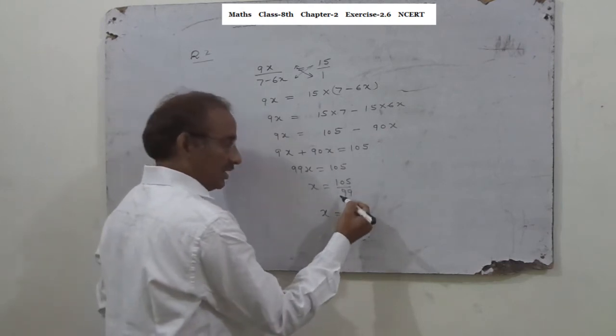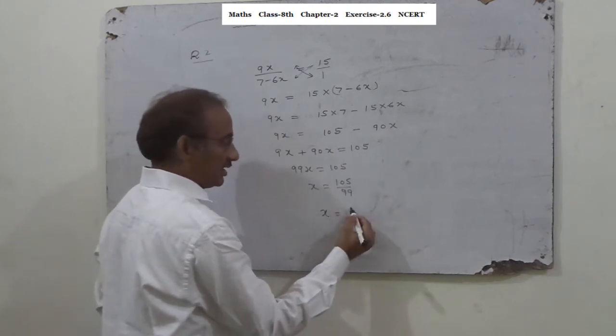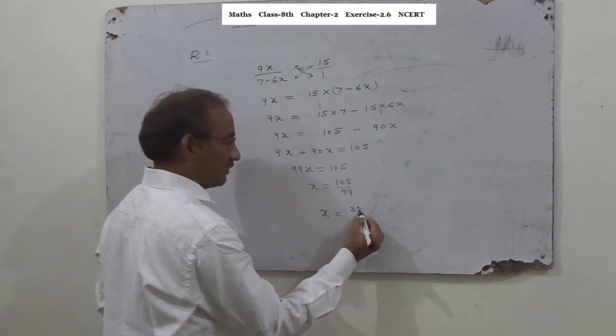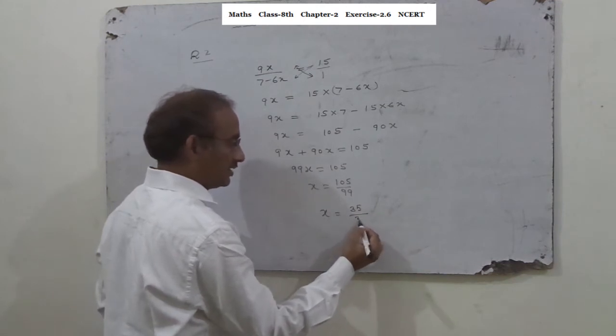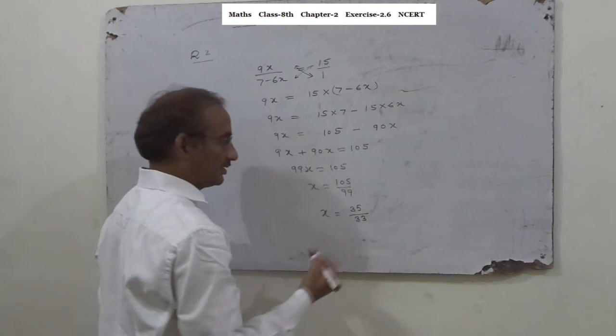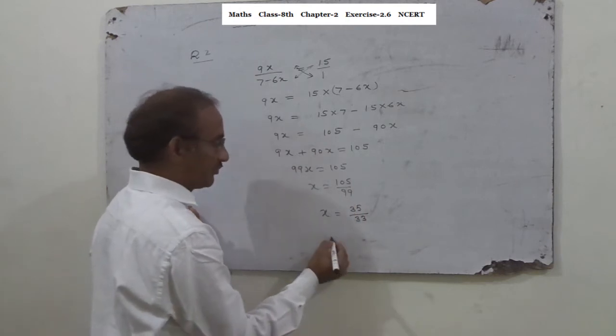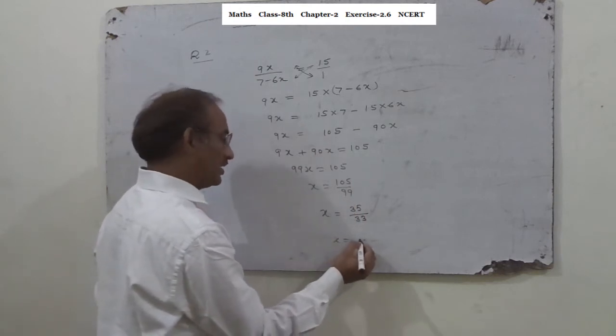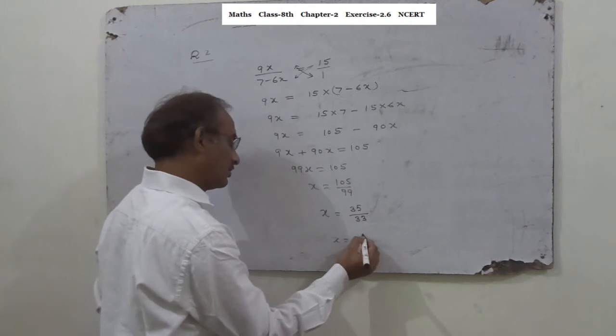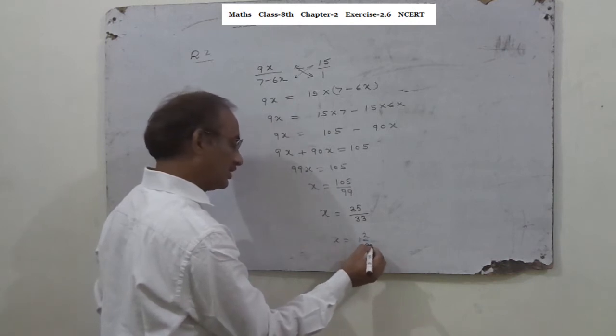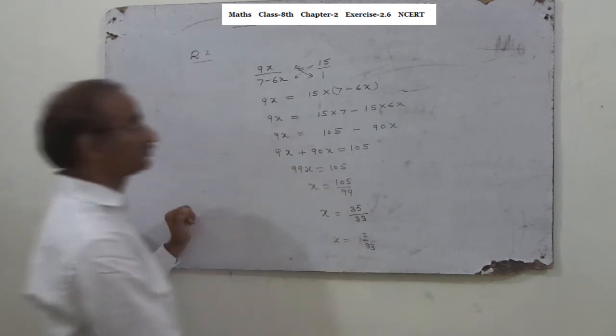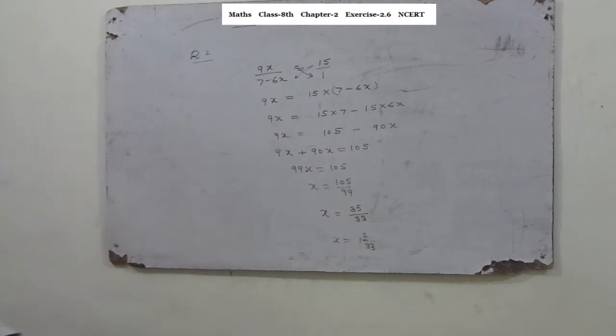Dividing numerator and denominator by 3, we get 3 threes are 9 and 3 fives are 15, and 3 threes are 9 and 3 threes are 9. It can also be written as 1 whole 2 upon 33. This is our answer.